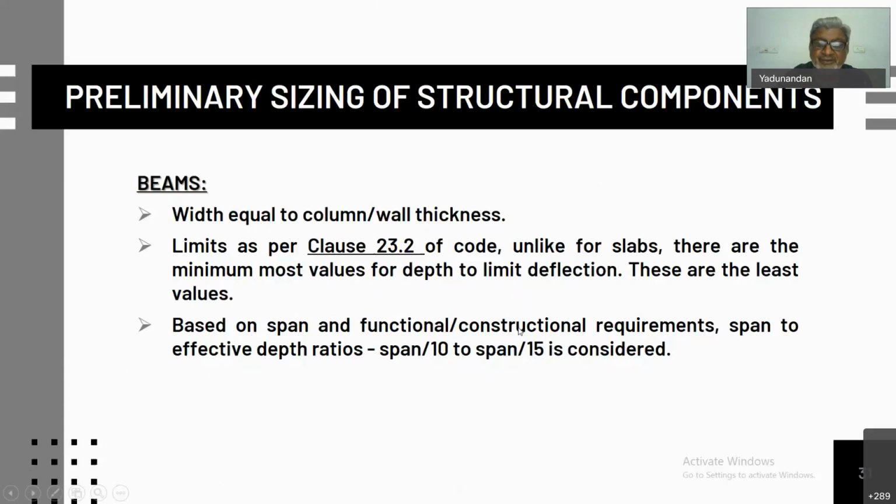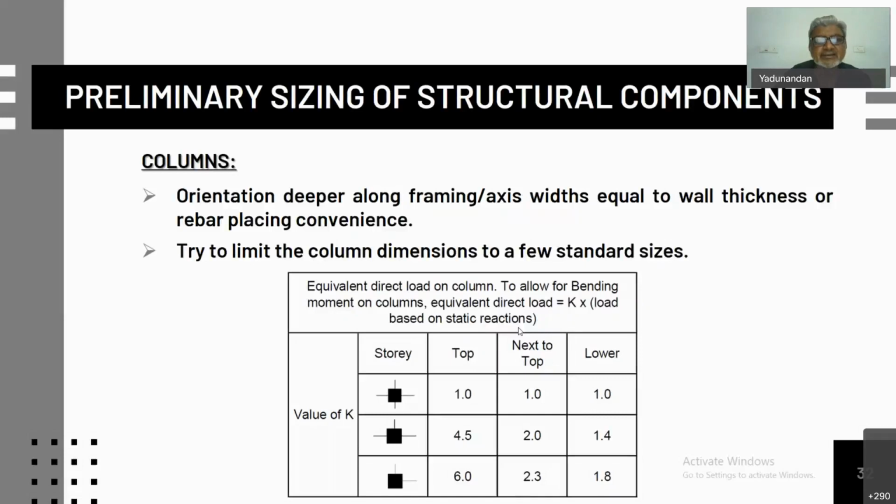And we use some in-between values, and sometimes if the loads are lesser, you may go beyond span by 15. For columns, the orientation is placed deeper along the framing axis, and the widths are provided equal to the wall thickness in the other direction. Of course, for the beam, also one thickness is provided equal to the wall thickness, and the depth of the beam is provided depending upon the span.